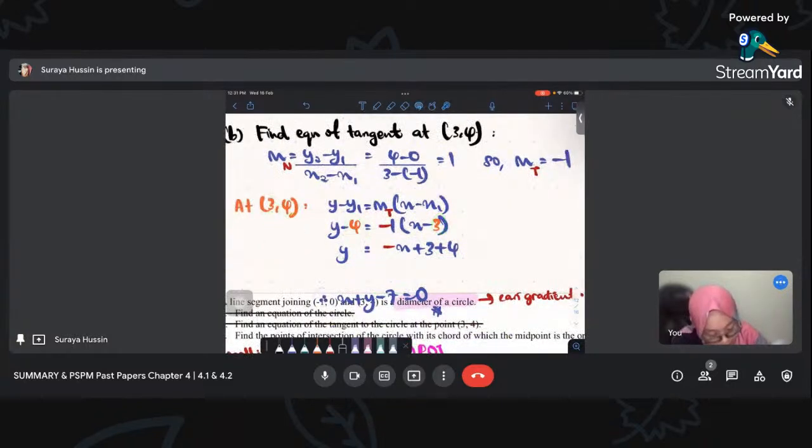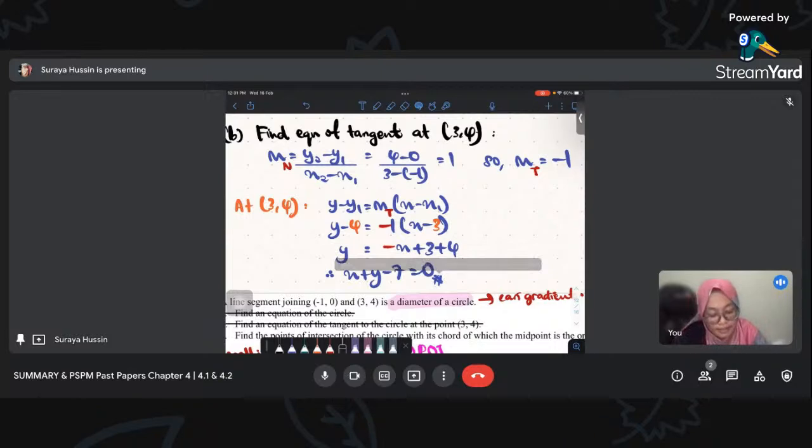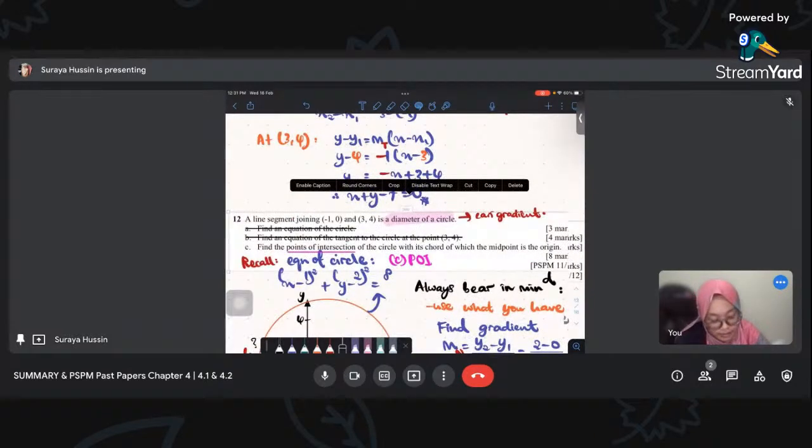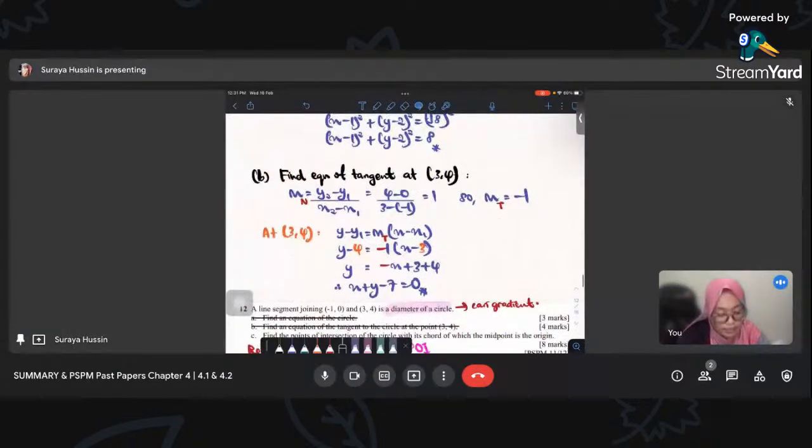And this is the final answer, which is this one. Tada! As simple as ABC. Soalan ni lah paling senang sekali saya rasa. Ya, soalan ni quite simple.